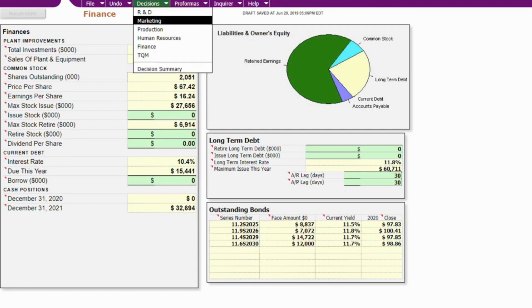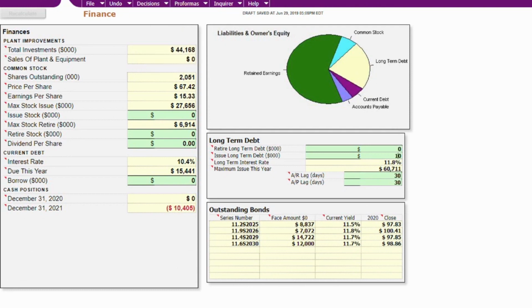Finance. To improve the financial structure, we issued bonds worth $15,000 to finance plant improvements. We made sure that our cash position as of December 31st, 2021 was a significant positive number to avoid an emergency loan.